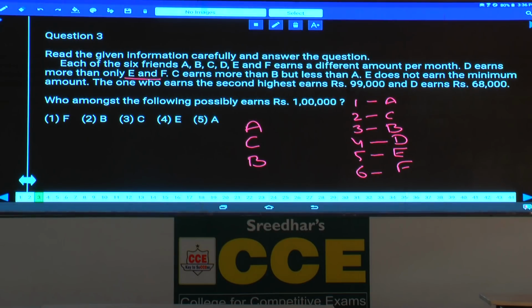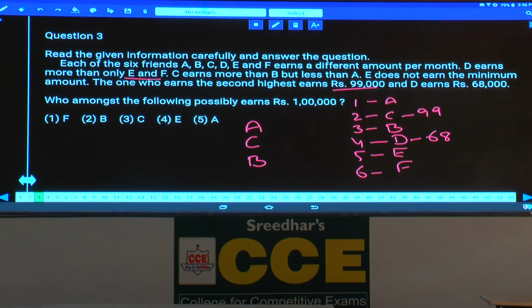Clear now? Now this is how these 6 persons are earning. Then the one who earns the second highest earns 99. Now the second highest is what? C, and he is earning around 99, and D earns 68,000. Now this D is 68,000, and the one who ends in 68,000.